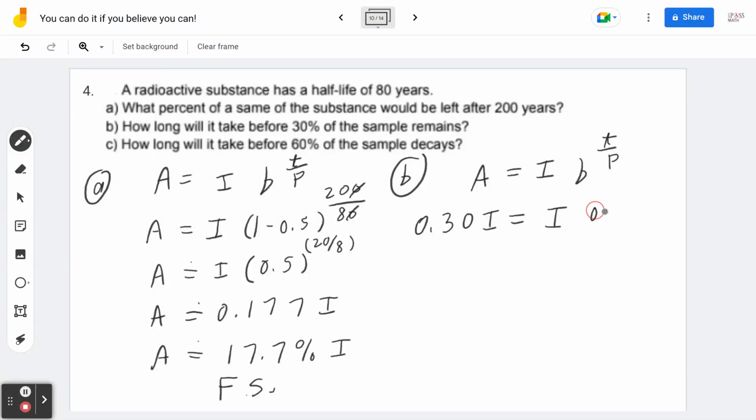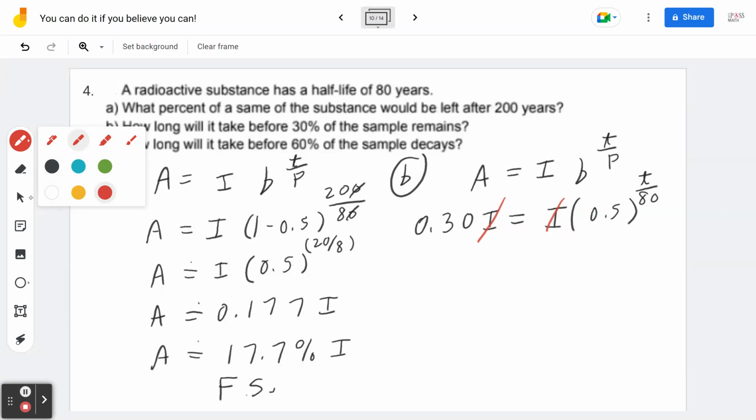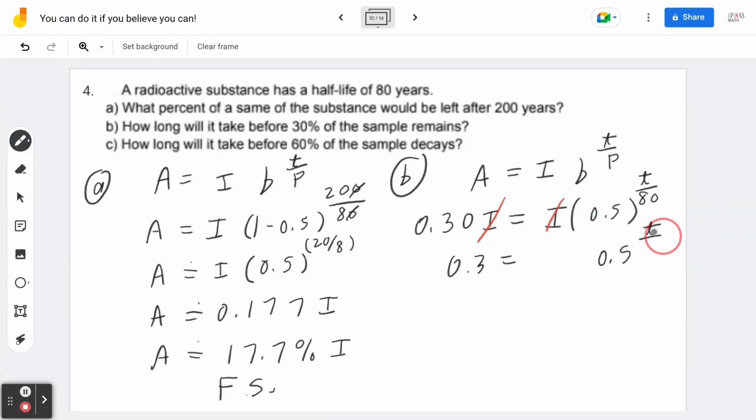Again, half-life means half. So I'm going to write down half this time instead of saying 1 minus half. And your goal is to find out how long, meaning you want to find time. Now, we do know the period is going to be 80, so it's going to be like that. Again, the first step is you can cross out I on both sides because I divided by I is 1. As we're doing this, remember, you have to log both sides. That's the only way of solving it. So if you write down 0.3, which equals half to the power of T divided by 80, don't forget, you have to take the log of both sides.